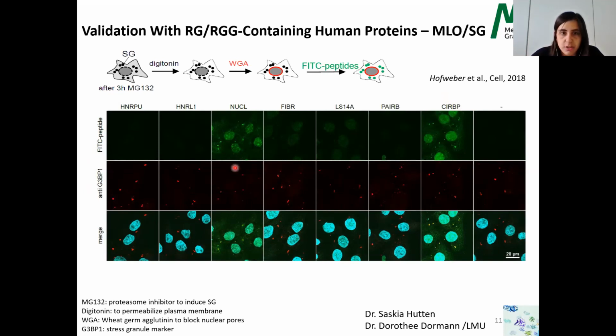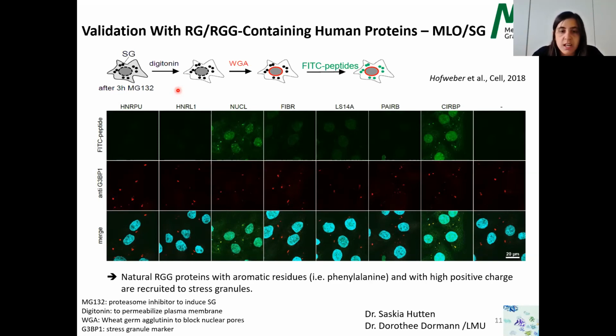When you look at the nucleolin, it's also quite prone to recruit the stress granules, and the fibrillin and LS14A are slightly prone to recruit the stress granules. However, the first two are not recruited to stress granules, which is expected because they are not prone to phase separate in vitro experiments. With this, we showed that the aromatic residues and the positive charge are also important for recruitment to stress granules.